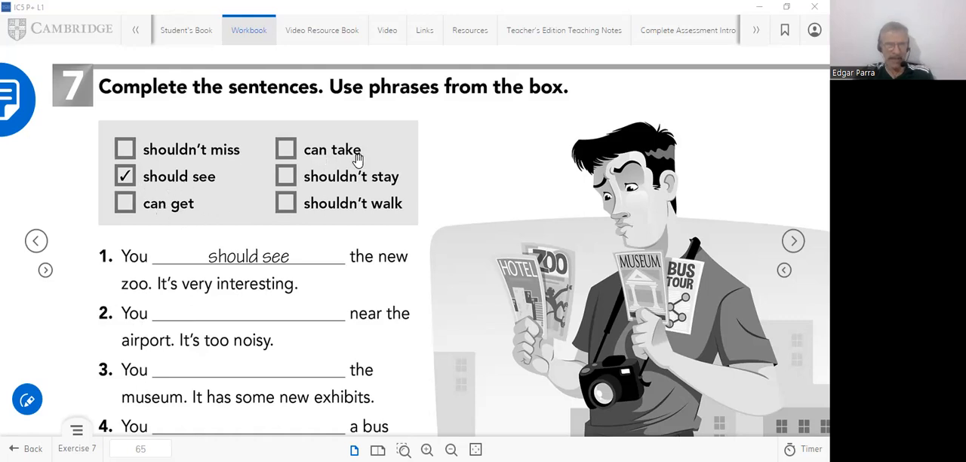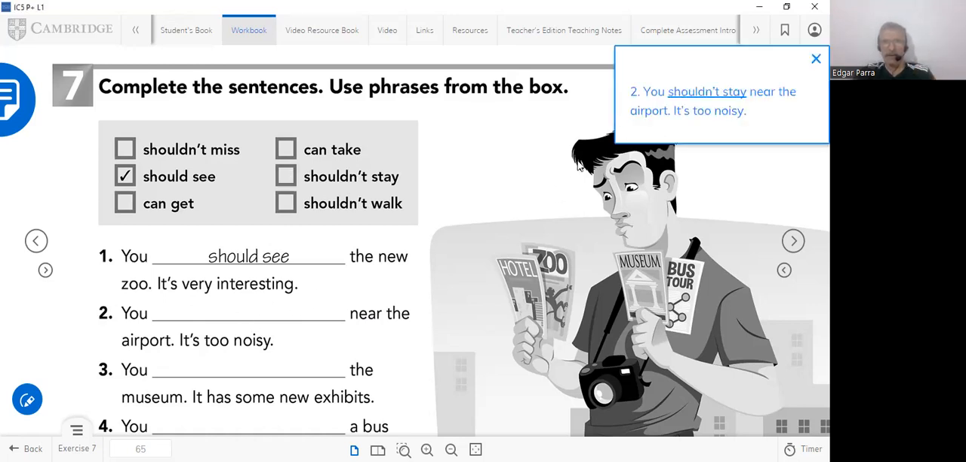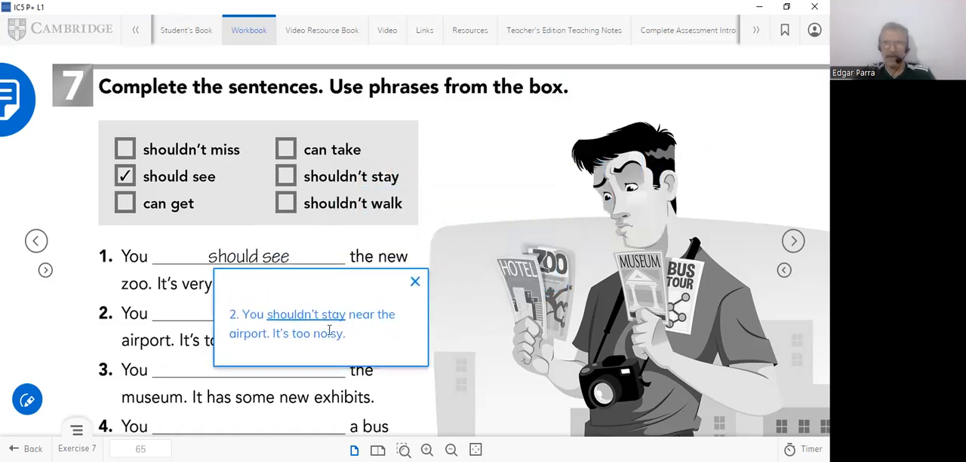Shouldn't miss, should see, can get, can take, shouldn't stay, or should walk, shouldn't walk. What do you say? Is it positive or negative here? Negative. So what do you recommend here? Should miss or should stay. Shouldn't, negative. Shouldn't stay here. You shouldn't stay near the airport. It's too noisy. You understand? So for me, it would be this one here. You shouldn't stay near the airport.